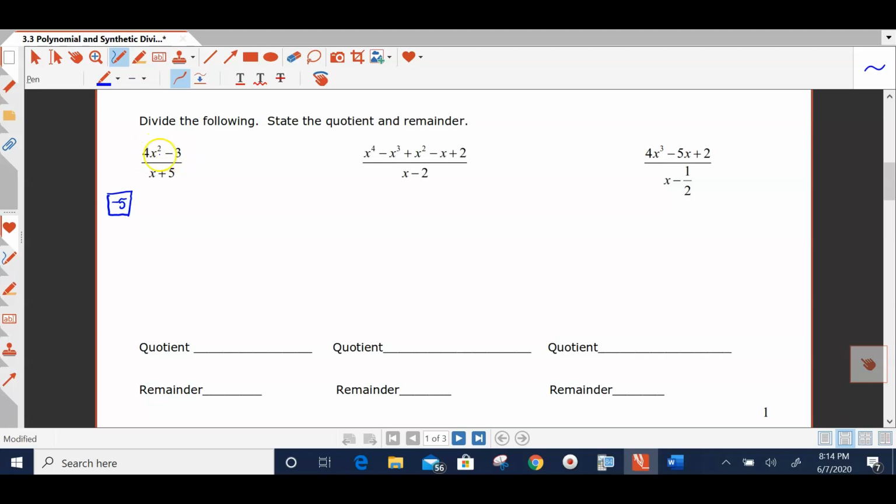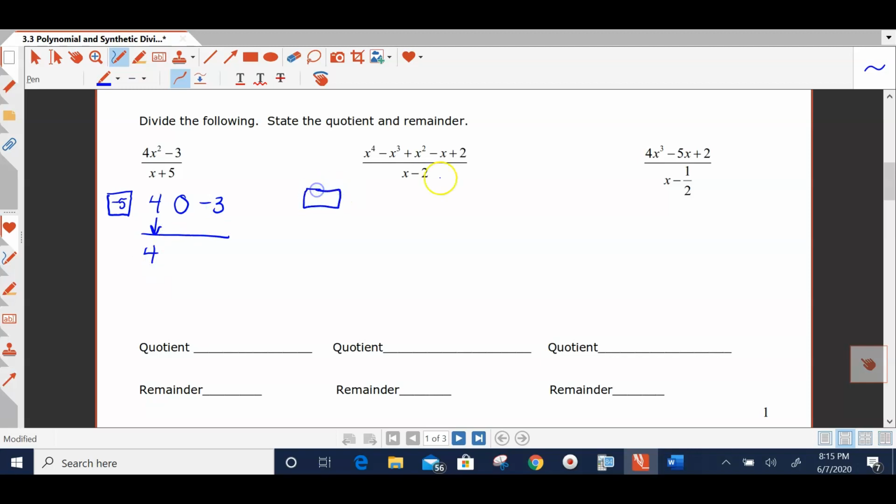The numerator is in descending powers, so I'll have a 4 on my x squared. Notice it's missing the x term, so I need a 0, and then I have my constant, negative 3. So there is my setup for synthetic division.